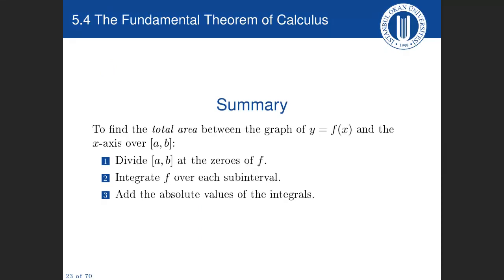So let me summarize this. If we want to find the total area between the graph of y is equal to f of x and the x-axis over a closed interval from a to b, step 1, we need to divide our interval at the points where f is equal to 0. We want to calculate the integral of f over each one of these sub-intervals. We want to take the absolute values of these numbers and then add them together.